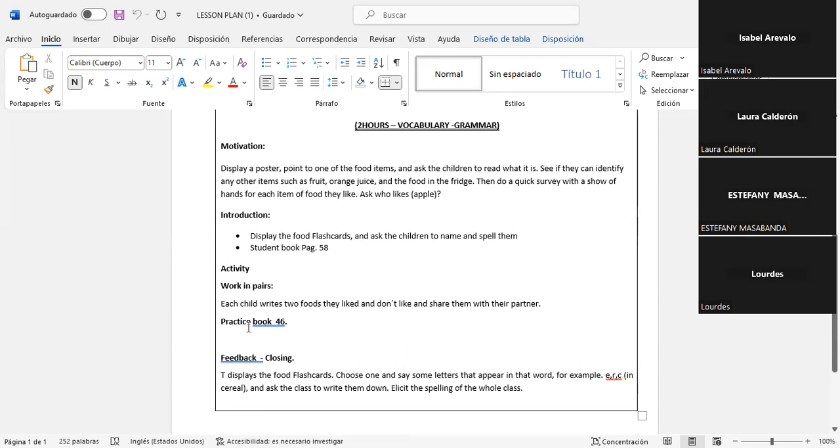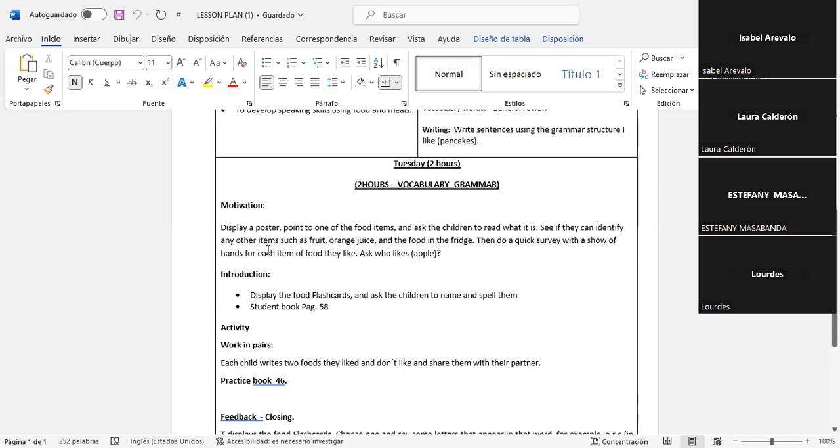As a feedback, teacher displays the food flashcards. Choose one of them, say some letters that appear in the words, for example, ERC in cereal, and ask the class to write them down. Elicit the spelling of the whole class. That is my lesson plan.